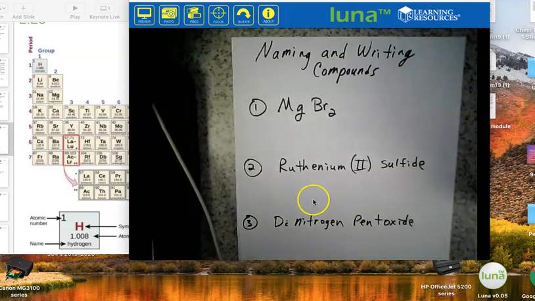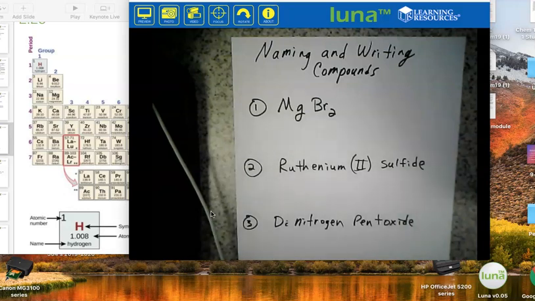Okay, so I wanted to go over naming compounds, and it's a lot easier when you first learn a set of rules and you just apply them, but it's more difficult when you're given a set of compounds to name or write the formulas for, and they're sort of mixed up, and so that's what I wanted to do in this video.